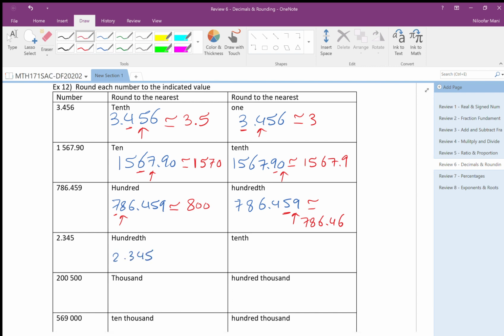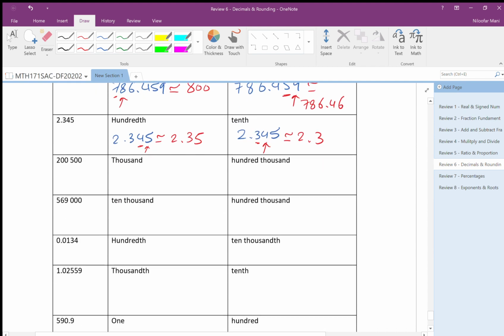2.345. You underline 100. You check this one, so you do this, 2.35. How about the next? 2.345. You underline 10. So you underline this one. You check the next one. So it is 2.3. No change. Okay, because it's 4, I don't need to change it. How about next?